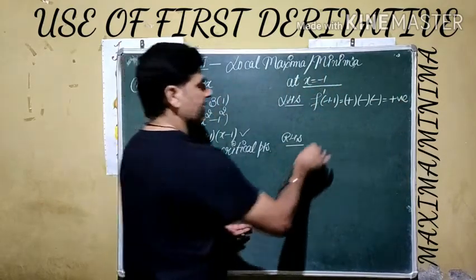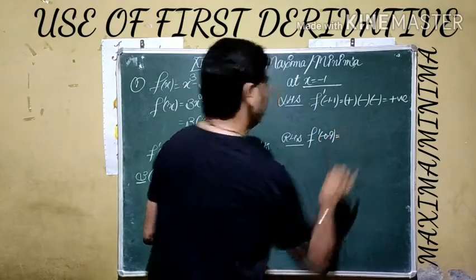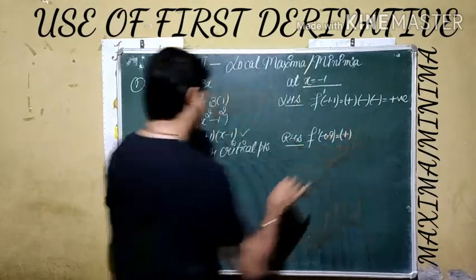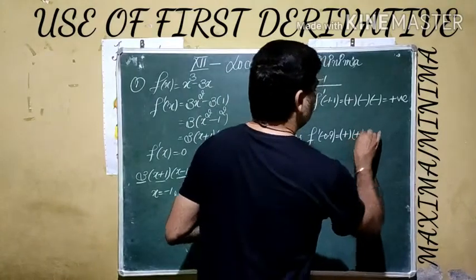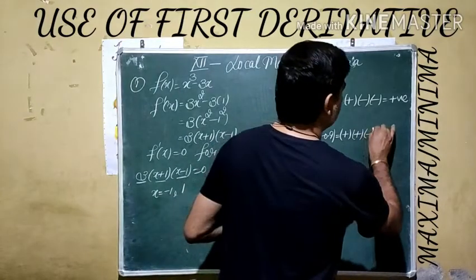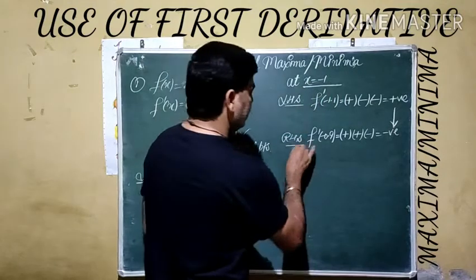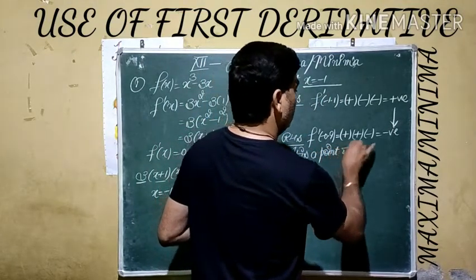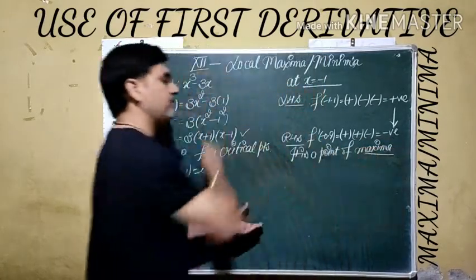If we move to the right hand side, the point is minus 0.9. Here 3 is positive, no effect on sign, positive. If we use minus 0.9 added with 1, it gives us 0.1, positive. If we replace minus 0.9 minus 1, it becomes minus 1.9. So the overall sign becomes negative. It means a change of sign from positive to negative. So it is a point of maxima. Means at this point we get the maximum value.